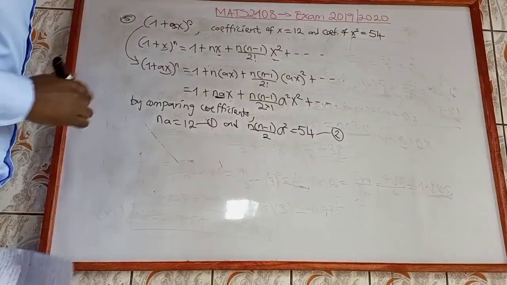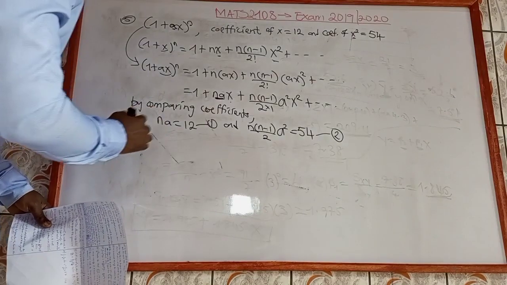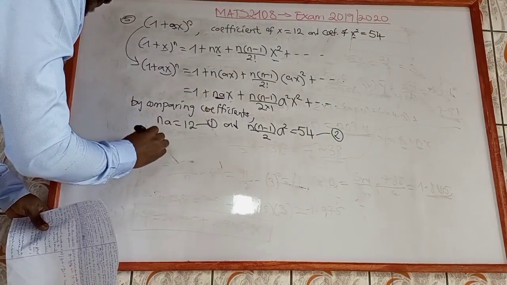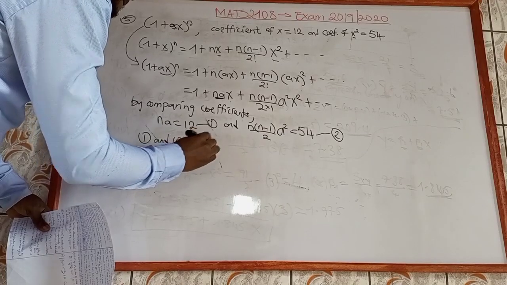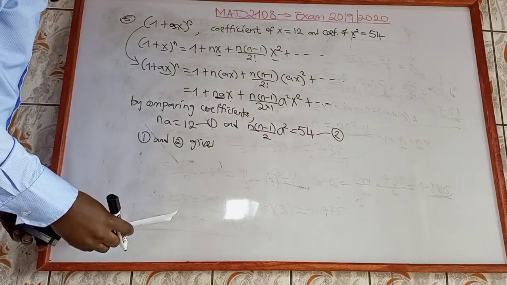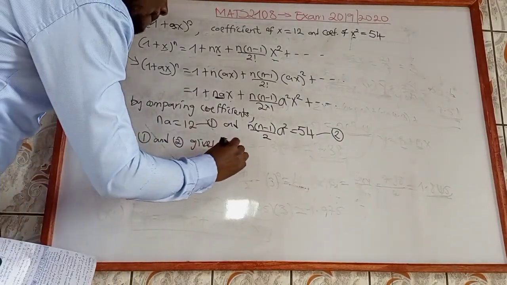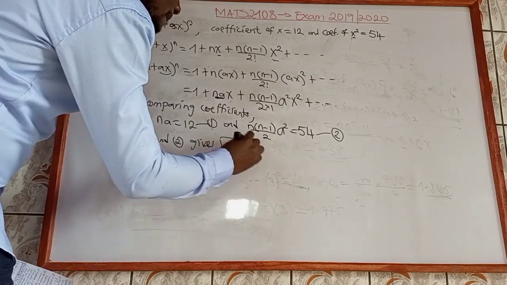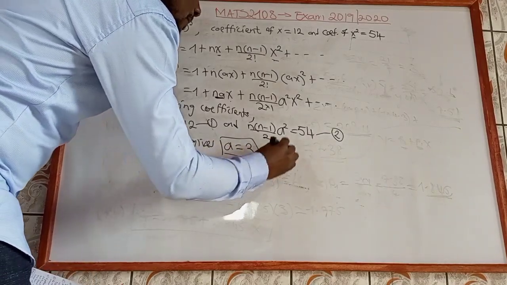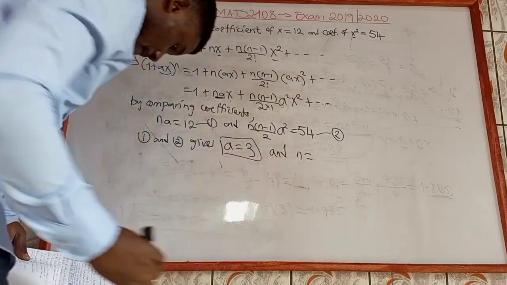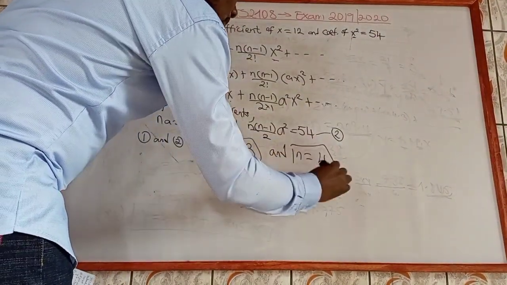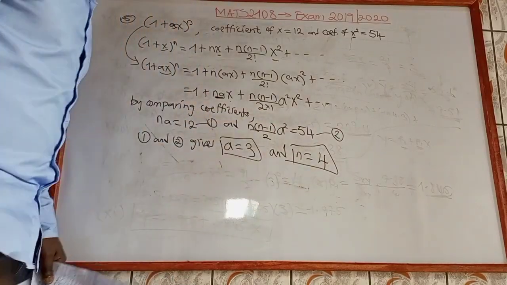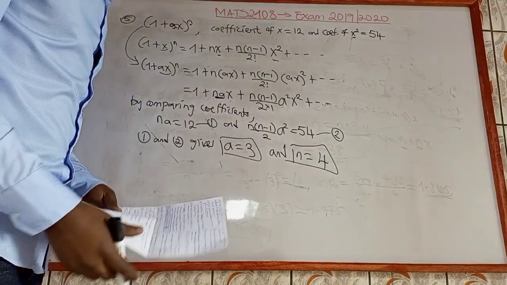Now solving these two equations simultaneously gives us a as 3 and n as 4, which completes the solution for question number 5.